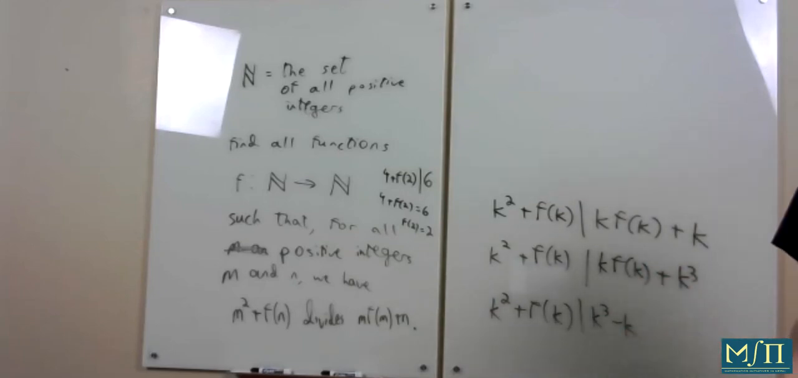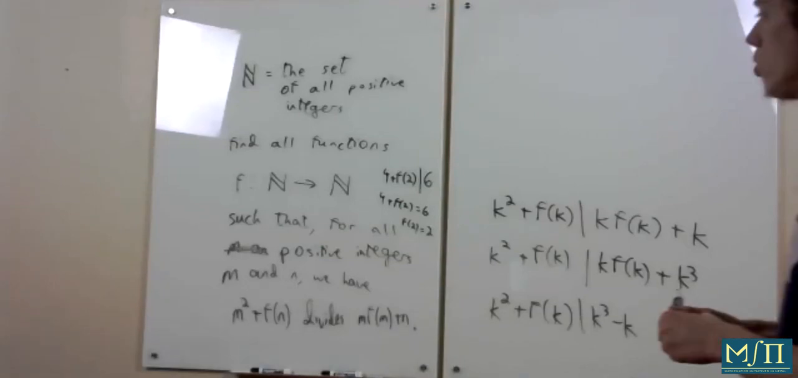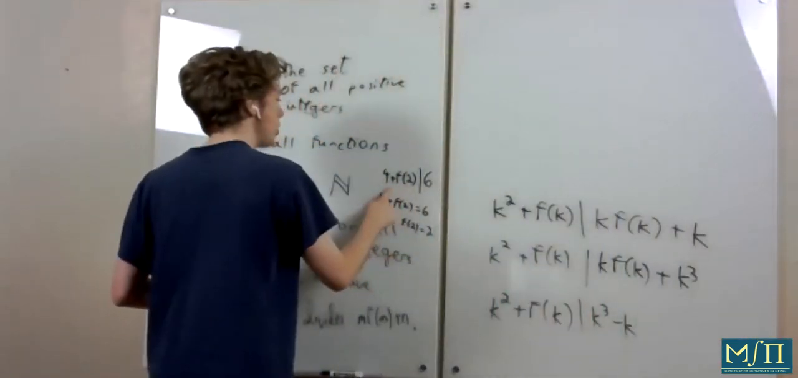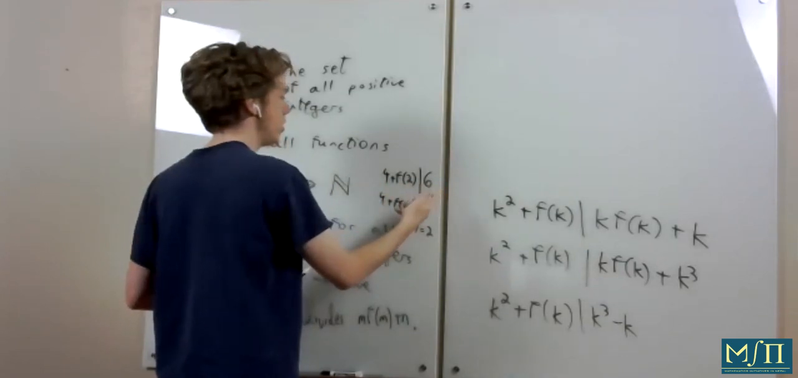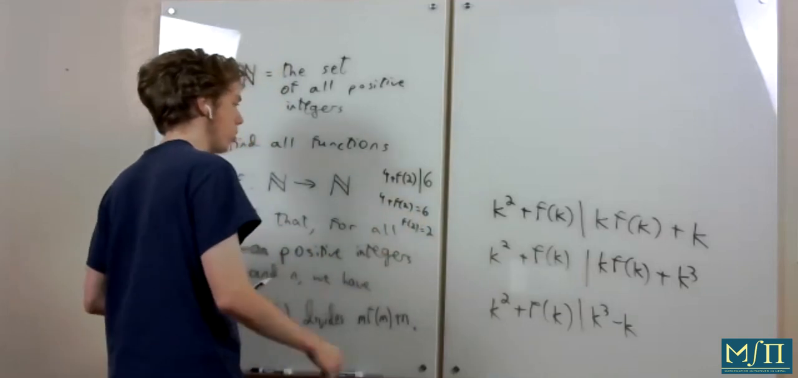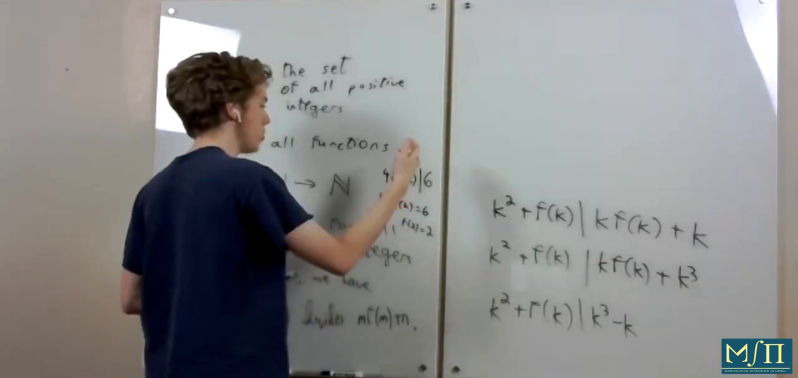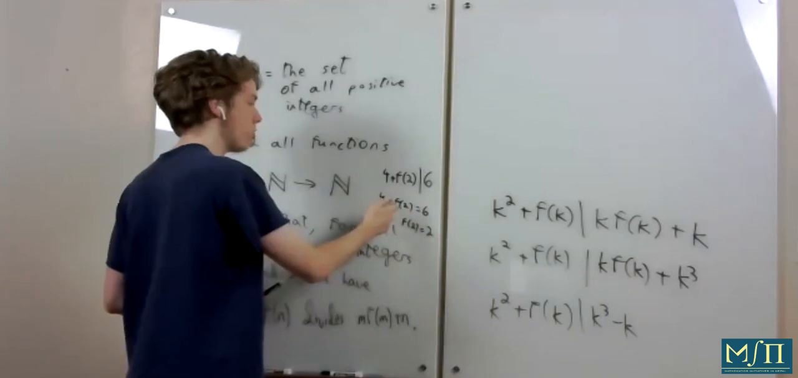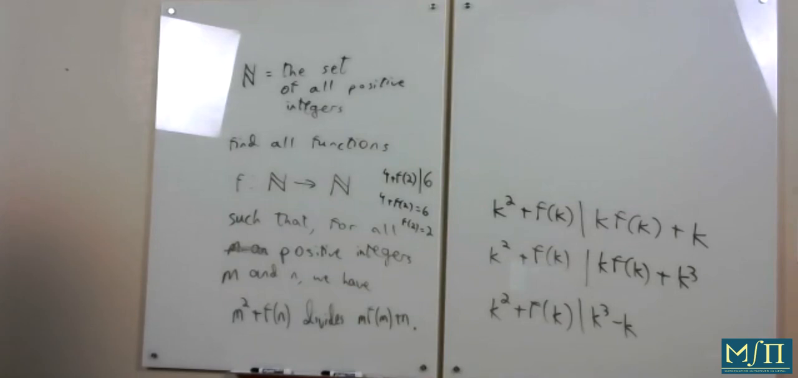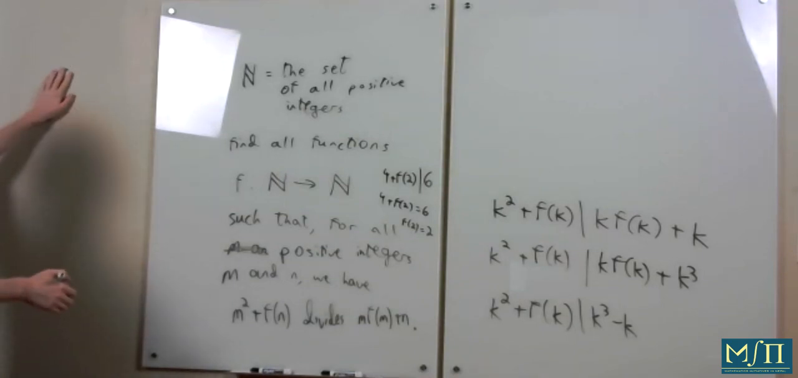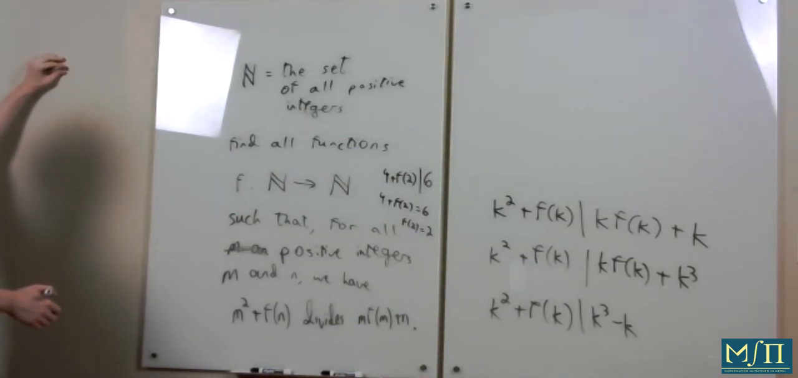And then the only divisors of 6 are 1, 2, 3, and 6. But since f of 2 is a positive integer, the only option that would work here, because this is greater than 4, would be 6 itself. Because 1, 2, and 3 don't work. It has to be at least 4, so it would be 6. And so 4 plus f of 2 equals 6, so f of 2 equals 2. This is only one value, but it'll turn out this gives us the foothold that we need to figure out everything else.